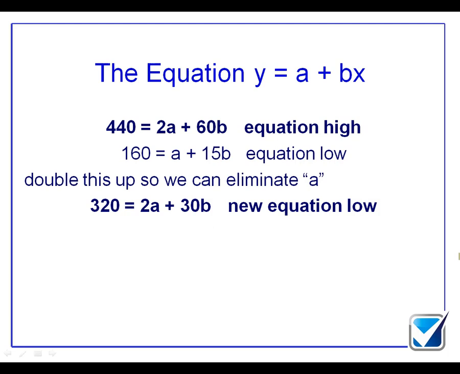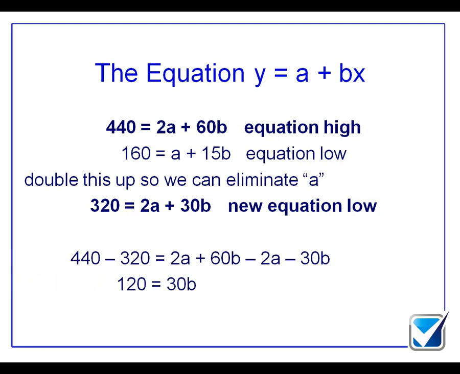What I can now do is subtract the high equation and then take away the low equation. So that will now give me 440 minus the 320, which is a total of 120, equals 2A minus the other 2A, which means that the 2A's cancel out. I have 60B minus 30B, which gives me a total of 30B, which means that my variable cost B comes in at 4, which is exactly what we think it should have come in at. So that's precisely the number that we were looking for.